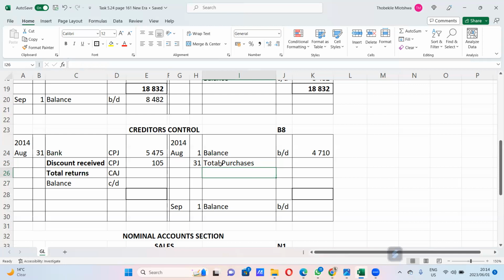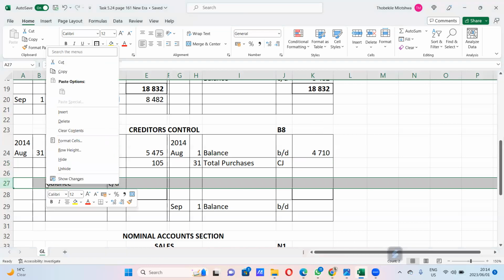If it's total purchases, I'm sure you know now where to put it. If it's a creditors control, it's what you bought on credit, not on cash. And where do you record things you bought on credit? It can only be CJ. So CJ will be on the credit because it's increasing the liability, because you're buying more. And CAJ will be on the debit because it's decreasing the liability, because you're returning. So you don't owe them anymore. The amount you would have to work backwards, but don't worry about that, like I said.